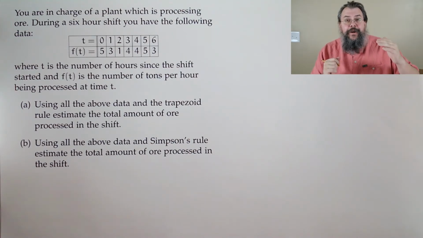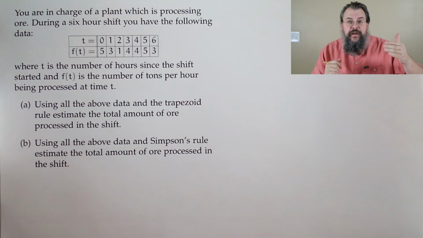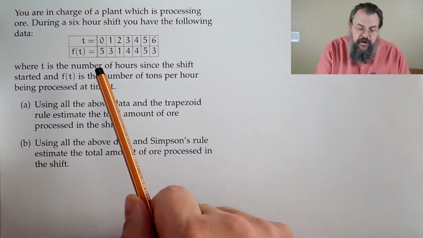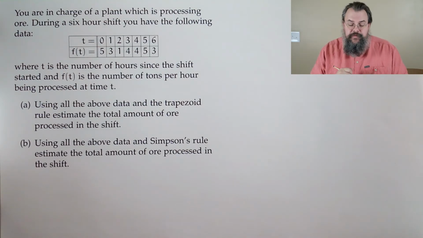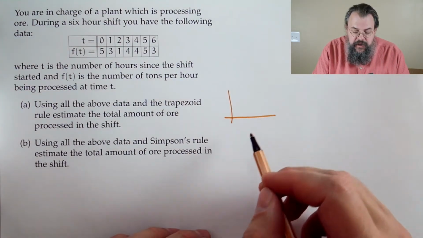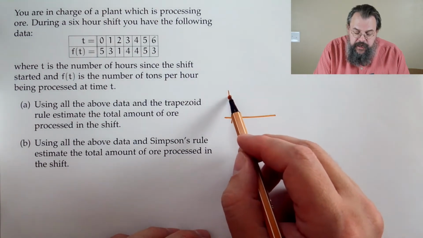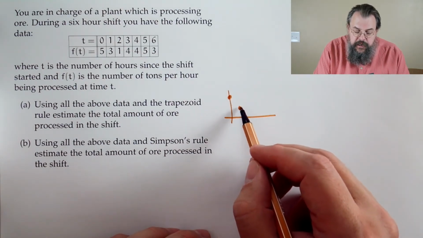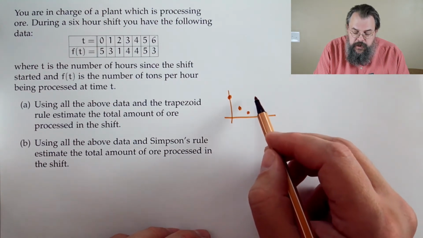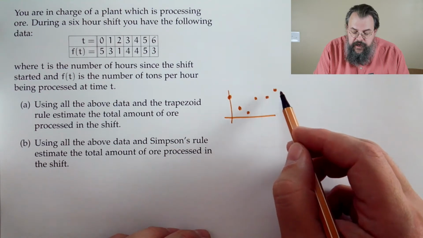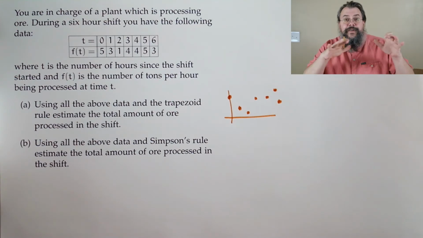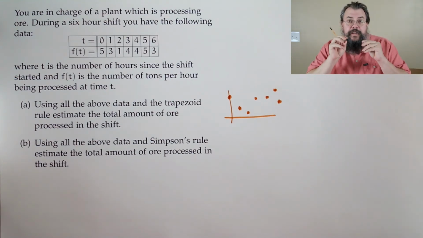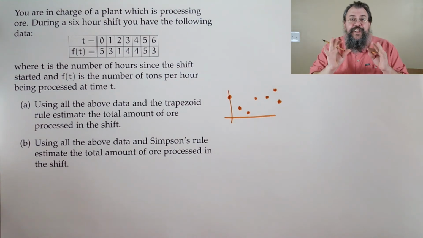Well, we have a rate. We know the rate at which ore is being processed, and the question is, what's the total amount that was processed? Now, you'll notice our rate is varying. What we really have is some captured data. At time 0, we were at 5. At time 1, we were at 3. And then we got really down low, 1, then 4, then 4, then 5, then 3. So the rate at which we process ore varies over time. We've been given little sample data, little tiny snapshots.